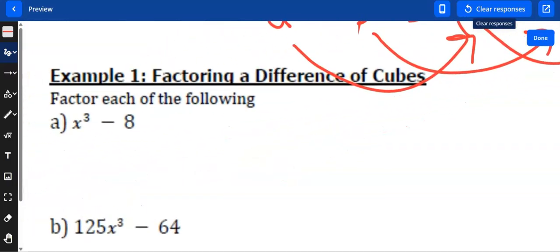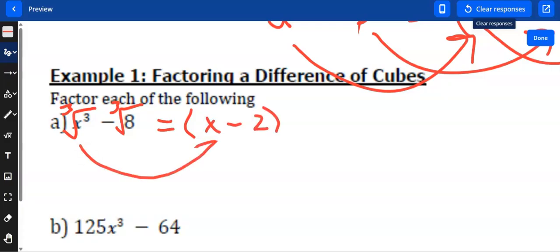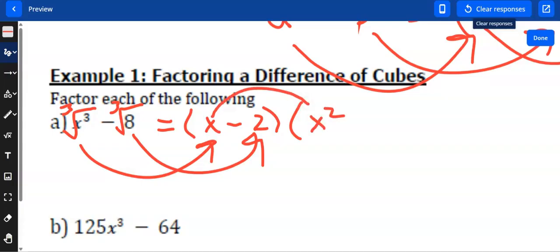So I literally need to think about cube root, so I can get the first two, which would be x minus 2, right? Cube root of x cubed, cube root of 8. Same sign in between. Square the first, square the last, multiply them together, take the opposite sign. That's as hard as it gets, folks.